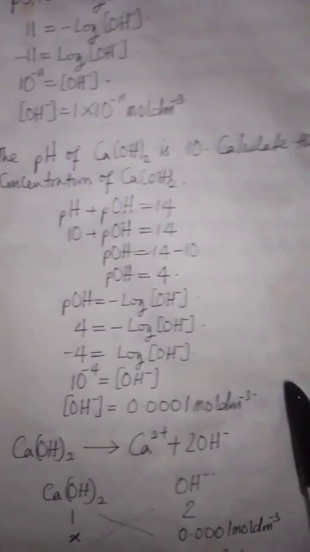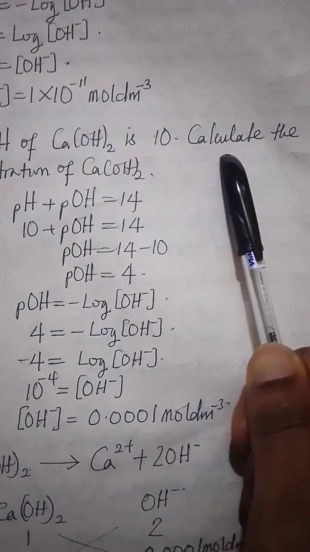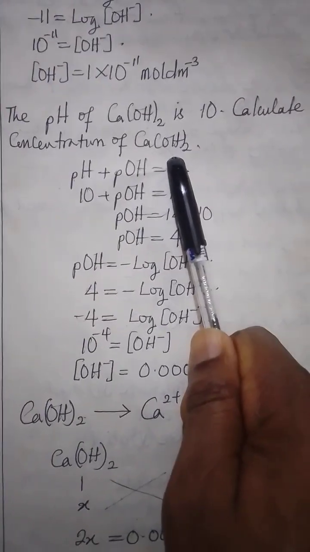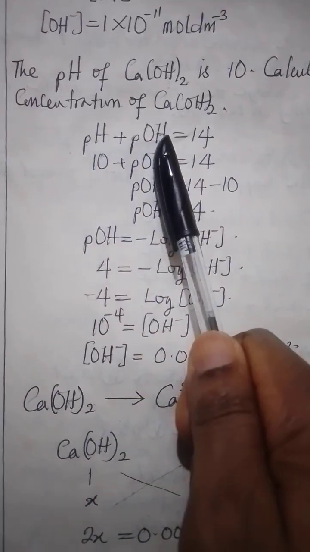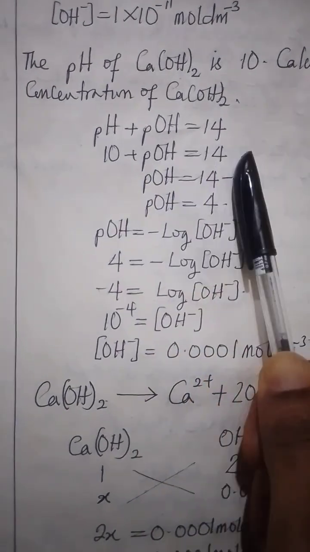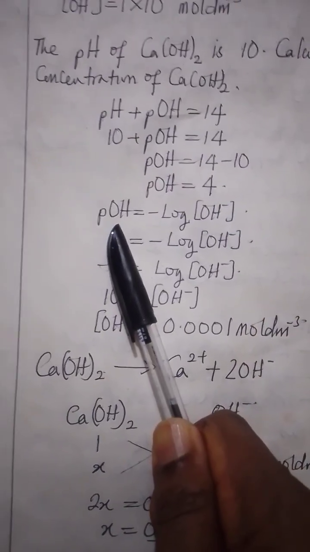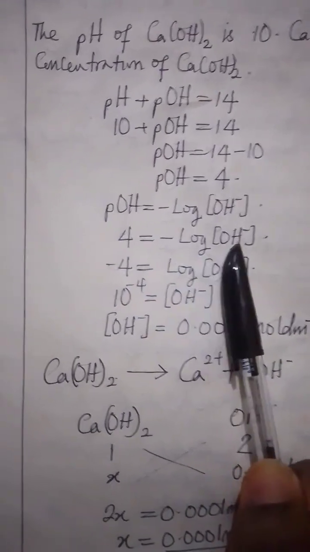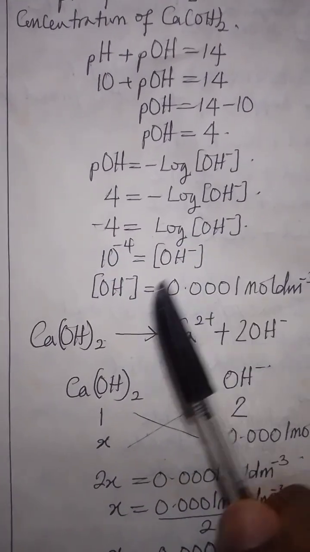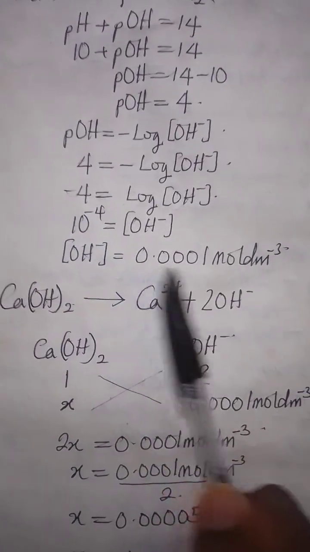We look at the last question now. The pH of calcium hydroxide is 10. Calculate the concentration of calcium hydroxide. Of course, pH plus pOH is 14. pH is 10 plus pOH is 14. So our pOH is 14 minus 10, which is 4. Of course, the pOH now, which is 4, is minus log hydroxyl ion concentration. And so base 10 raised to the power minus 4 is this. So the hydroxyl ion concentration, if you resolve this, you will get this.